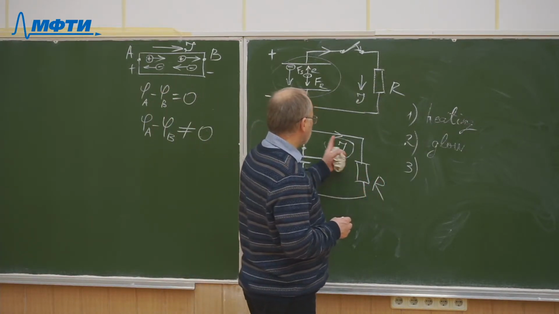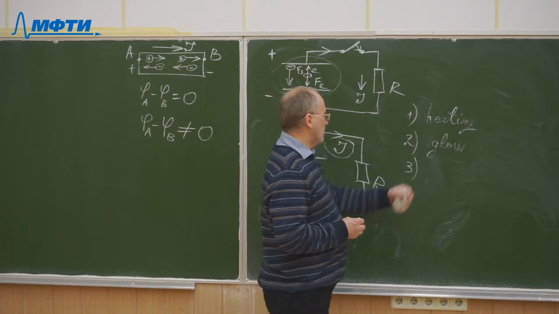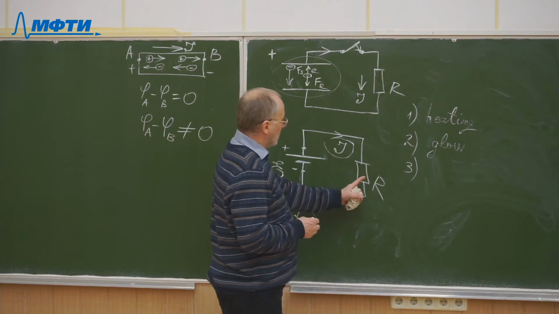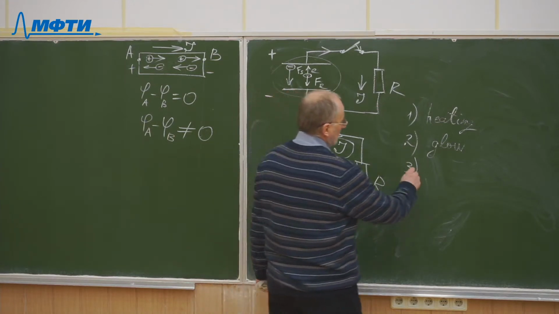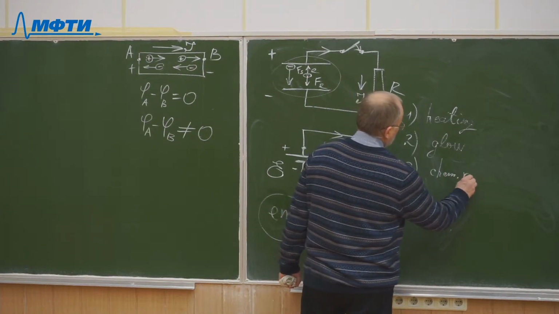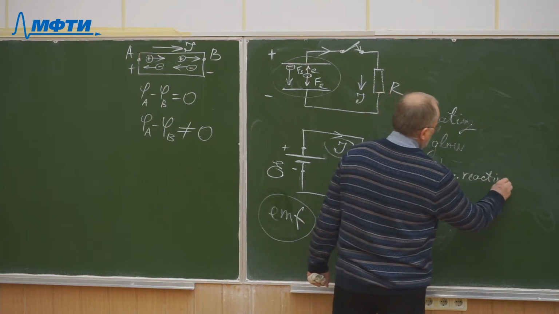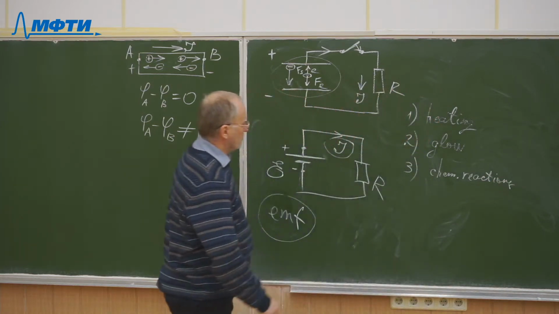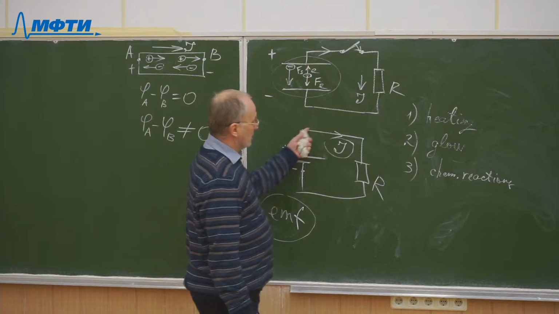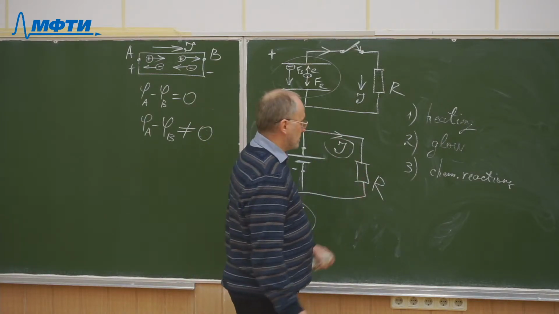So another possible manifestation of current may be not only heating or radiation of light, it may be some chemical reactions. Chemical reactions may originate because the electric current goes through an electrolyte solution, for example.